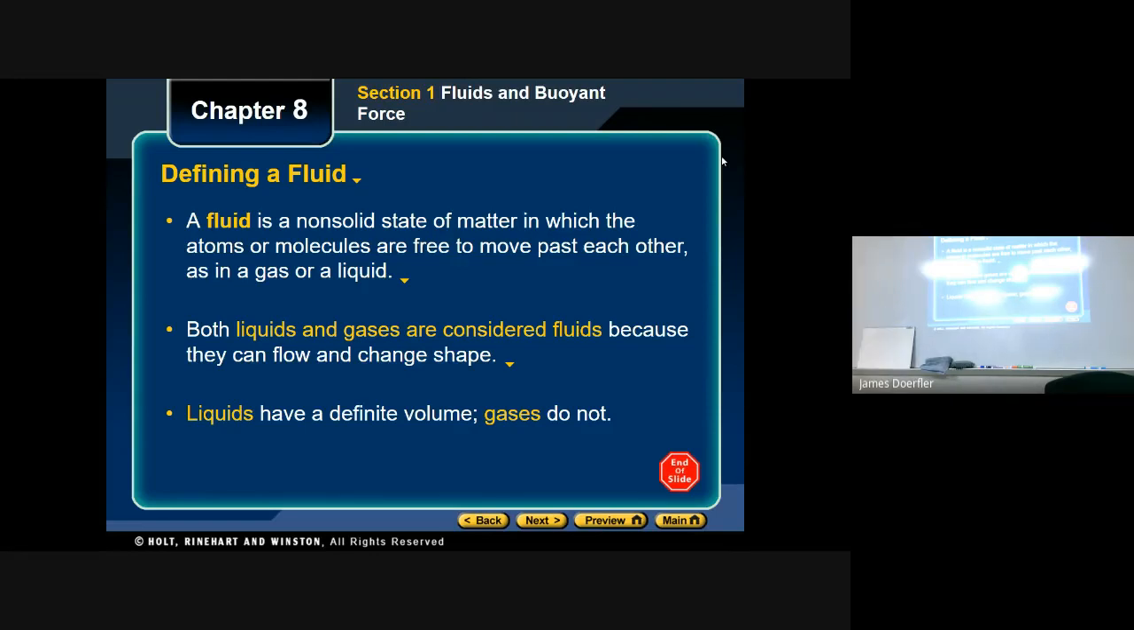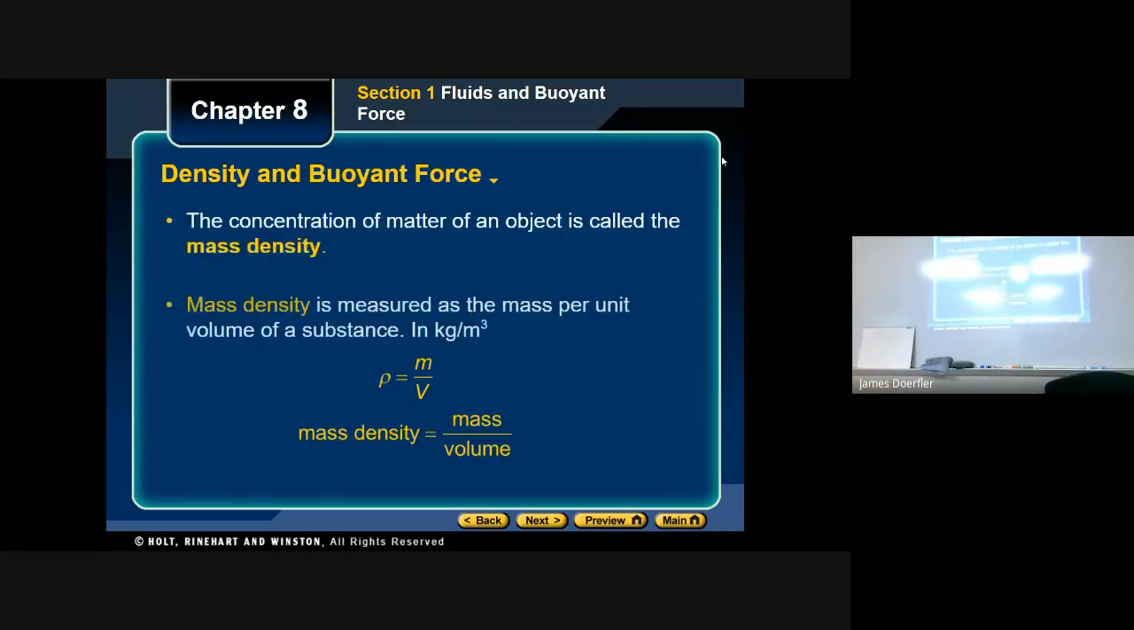So again, similar properties, but not similar properties. We can harness their differences for our use. This first section is about buoyant force, and it relates to the density of objects and the density of fluids. The concentration of matter of an object is called mass density. That's not a new term to us at all. It's measured in mass per unit volume of a substance, in kilograms per meter cubed. Important units to know.